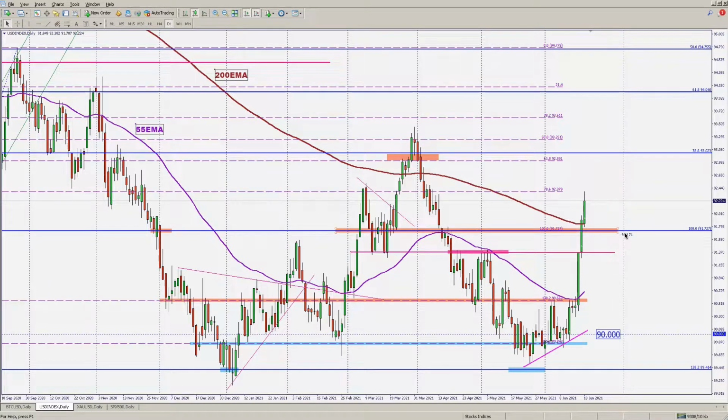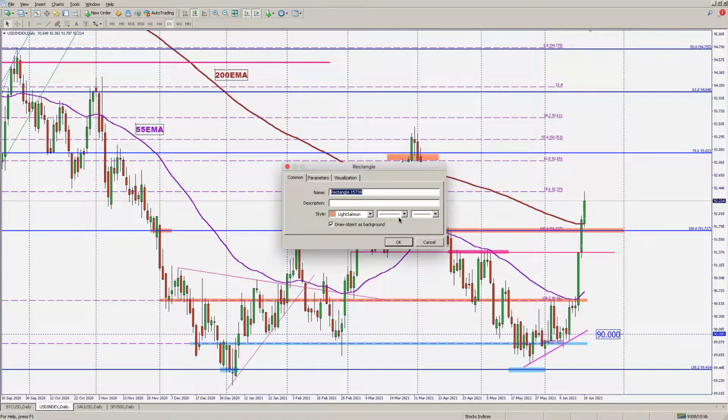So this could be a new support level just below the daily 200.